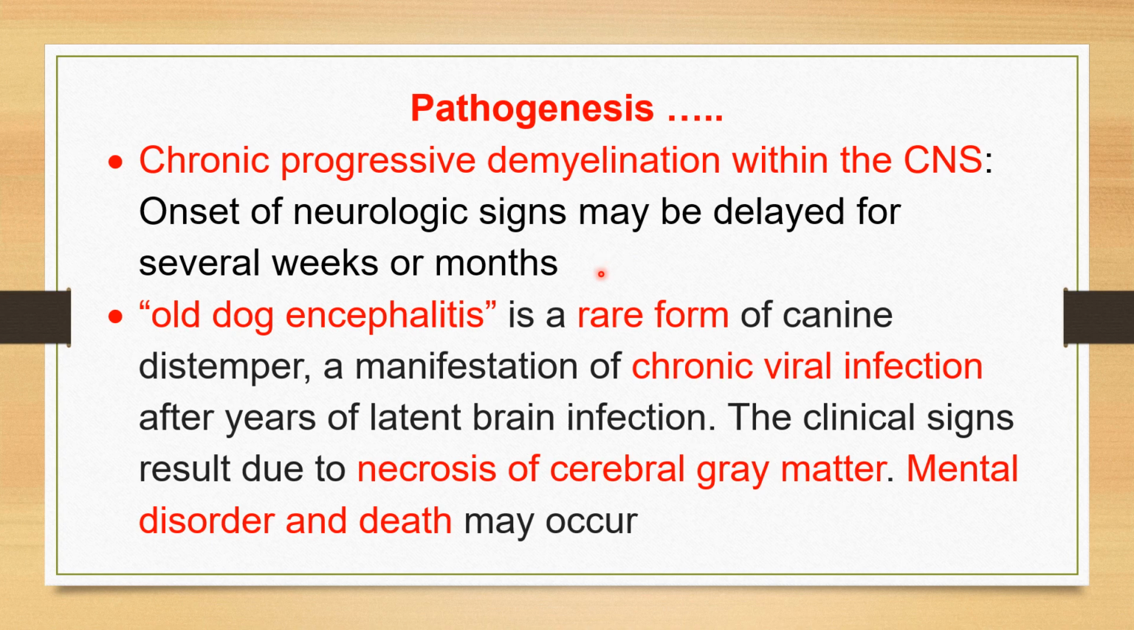One important thing we have discussed in clinical findings is ODE, that is the old dog encephalitis, that is observed in old dogs. There is encephalitis, and this is the chronic case of canine distemper. Of course, it is a rare form of canine distemper and a manifestation of chronic viral infection. And this occurs even after years of latent brain infection. This old dog encephalitis is observed even if the dog is vaccinated against canine distemper.